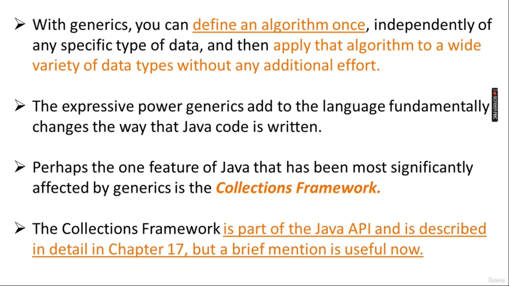Perhaps the one feature of Java that has been most significantly affected by generics is the collection framework. Okay, so the collection framework we will see in a separate upcoming chapter after these sessions. The collection framework is a part of the Java API and is described in detail in chapter 17, but a brief mention is useful now. So we will just introduce it here and cover it in detail in chapter 17.